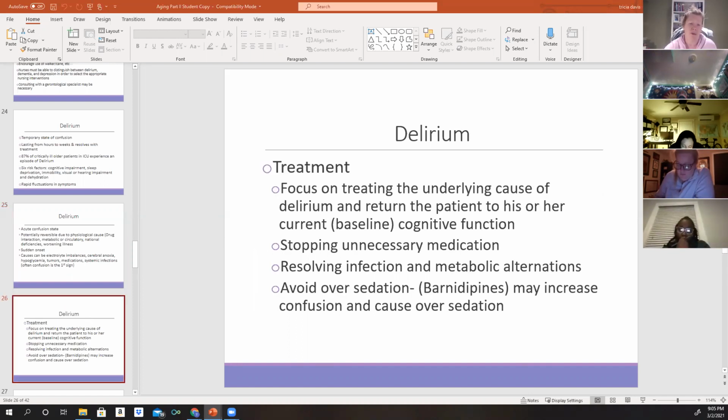So how do we treat it? We focus on treating that underlying cause, and then you're going to see that return to their current baseline of cognitive function. We would stop any unnecessary medication if we think that's the problem, resolve any infection and any kind of metabolic alterations, and then we want to avoid sedation. This can contribute to more increased confusion. So you want to use Ativans, Valiums, pain medicines very, very cautiously, because they're already confused and it can make it worse.